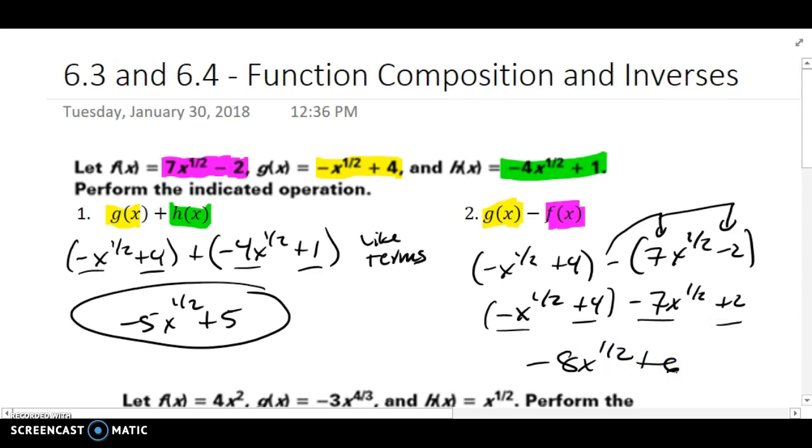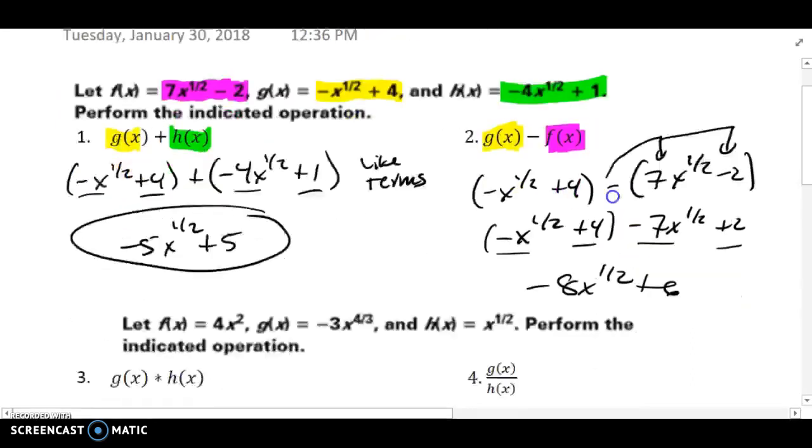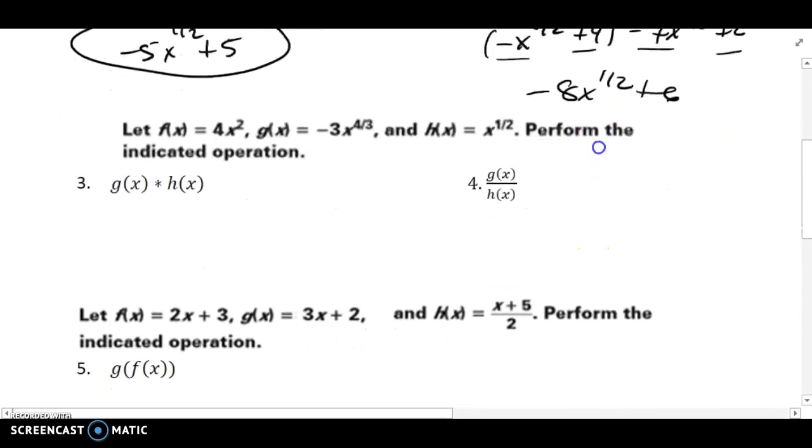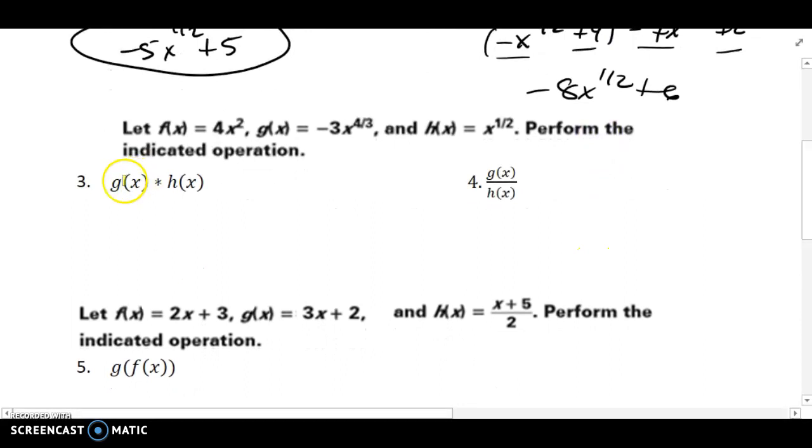Okay? And that's called function composition. We're adding them or subtracting them. That also means we can multiply and divide. So this is the same thing. We're just redefining these. So g of x, again, is right there. h of x is right there. And they're multiplying. So we have g of x and then h of x.